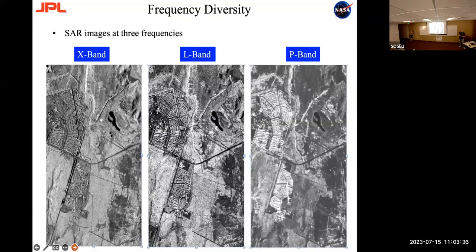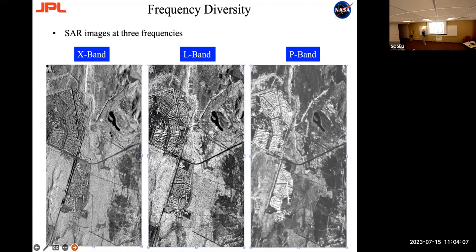So there's an example of actual imagery. X, 3 centimeters, L band, 24 centimeters, P band, 80 centimeters, roughly speaking. So 3 bands imaging the exact same area in roughly the same time. And this is what the imagery looks like. Notice the difference between them. So let's think of a couple of areas and see if we can understand something about it. So let's look at this area right here.